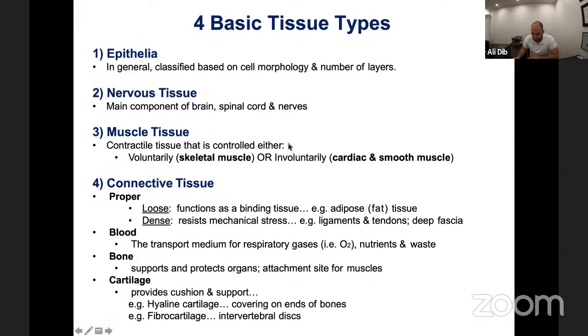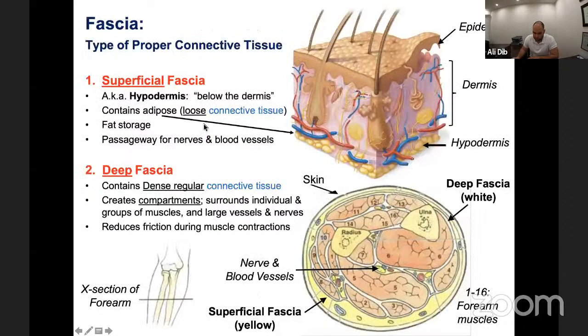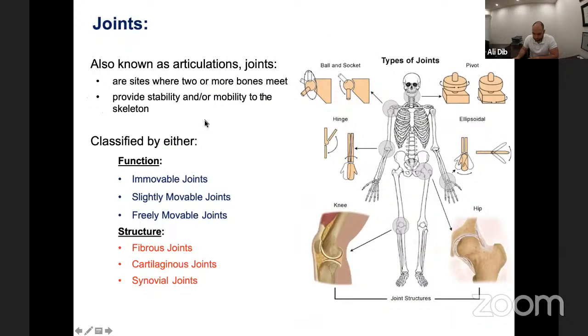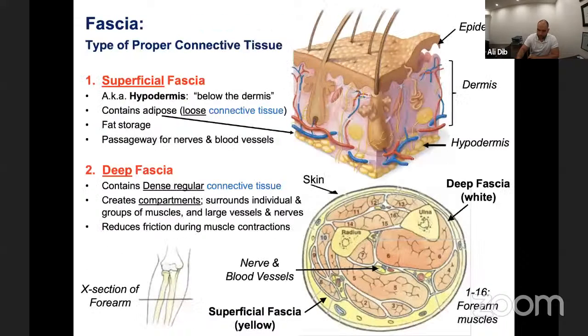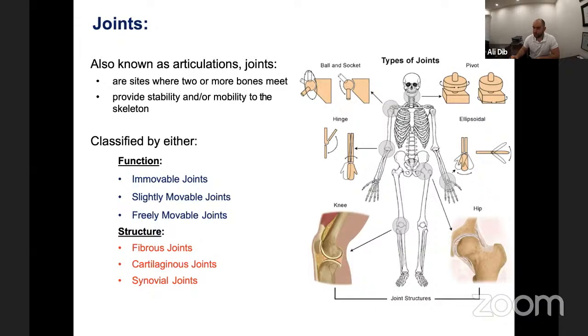And it's already 9:30, so I want to see what else we have over here. I'll just get you guys to read the stuff on the fascia on your own time. That's pretty straightforward. If you have any questions about it, let me know. I do want to go over the joints. And if anyone has to leave again, just let me know, and the video will be posted on YouTube right after, I promise.